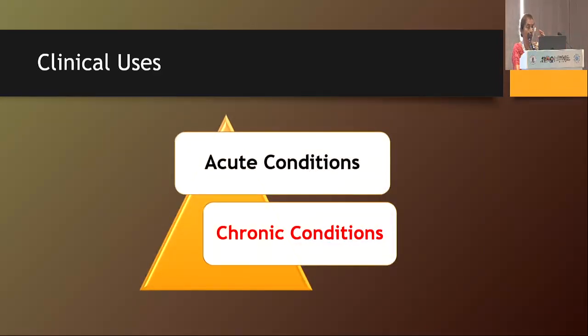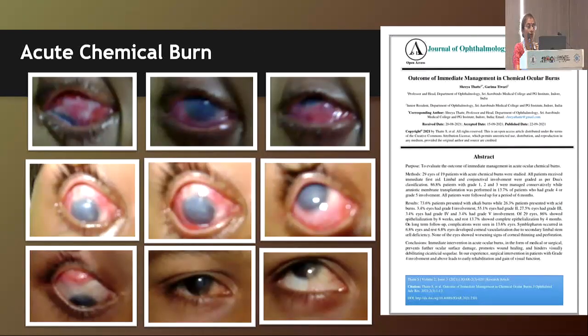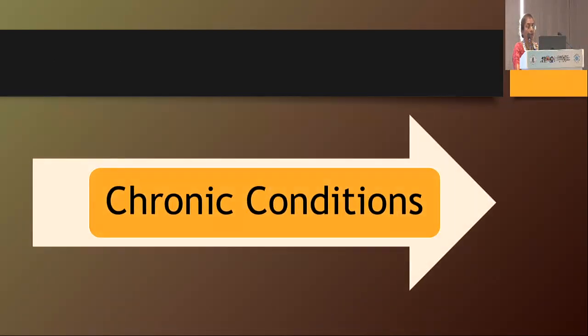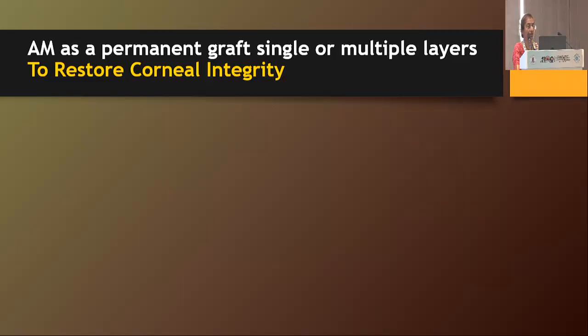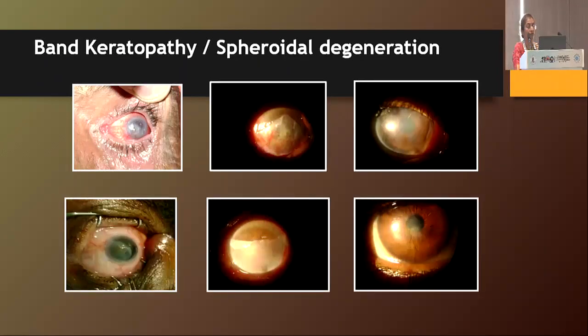The clinical uses of amniotic membrane can be in acute conditions and chronic conditions. In acute conditions, Dr. Gautam Parmar is going to talk about AMT in chemical burns, so I am not going to present that. This work was also published. Then in chronic conditions, it can work to restore the corneal integrity in various types of corneal disorders, and we will see them one by one.